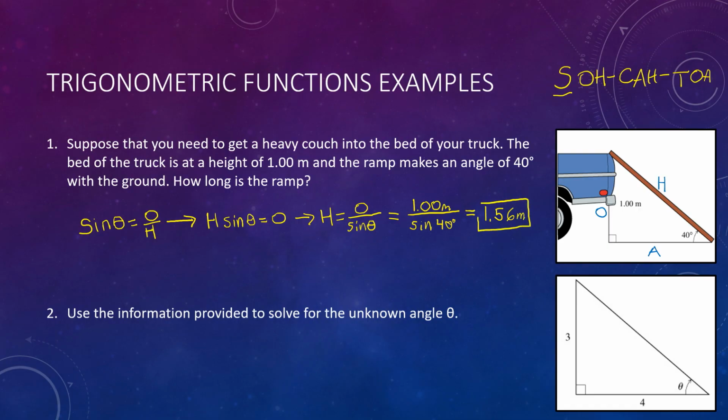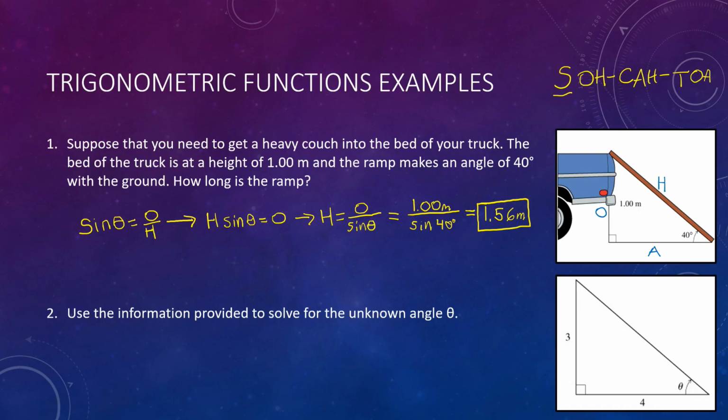Now, you can do a check once you get this result, because you should know the hypotenuse is going to be longer than 1 meter, right? Because the hypotenuse is always the longest side of your triangle. So at the very least, we know our answer should have been over 1 meter. That's one way we can check if our answer makes sense.